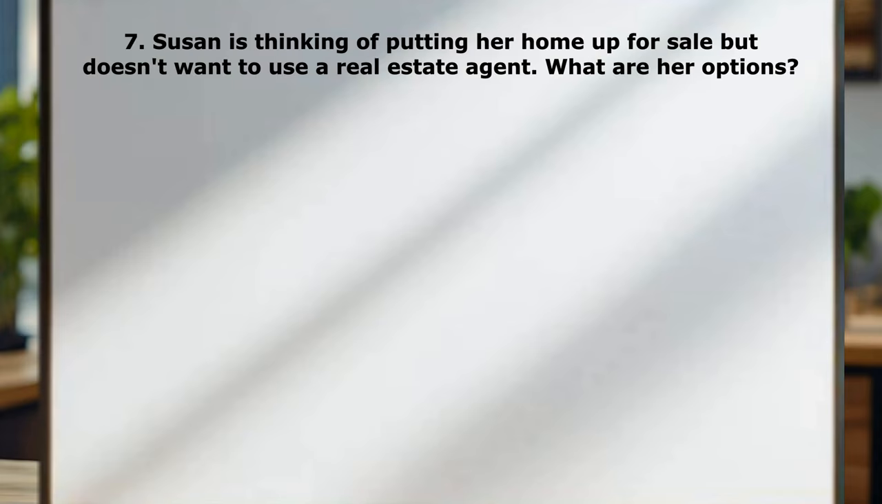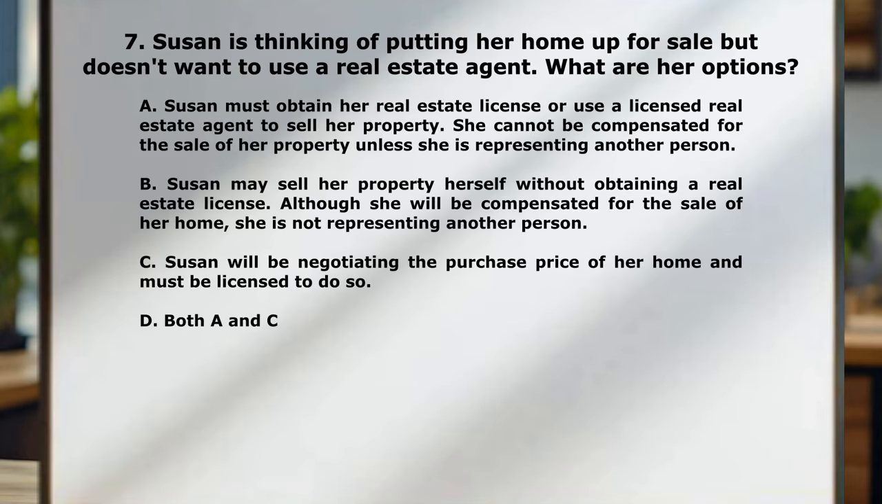Question number 7. Susan is thinking of putting her home up for sale, but doesn't want to use a real estate agent. What are her options? A, Susan must obtain her real estate license or use a licensed real estate agent to sell her property. She cannot be compensated for the sale of her property unless she is representing another person. B, Susan may sell her property herself without obtaining a real estate license. Although she will be compensated for the sale of her home, she is not representing another person. C, Susan will be negotiating the purchase price of her home and must be licensed to do so. D, both A and C.